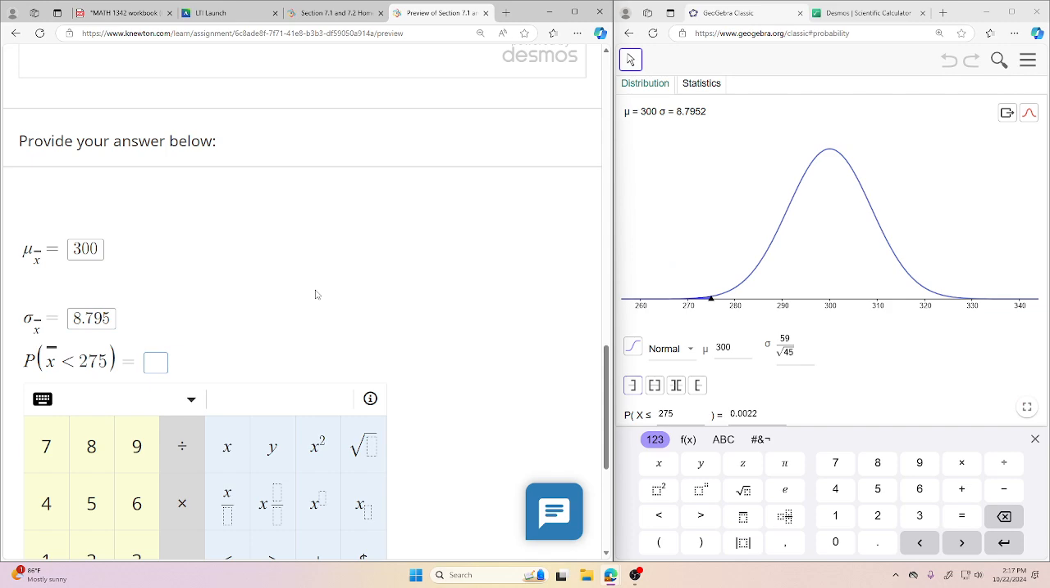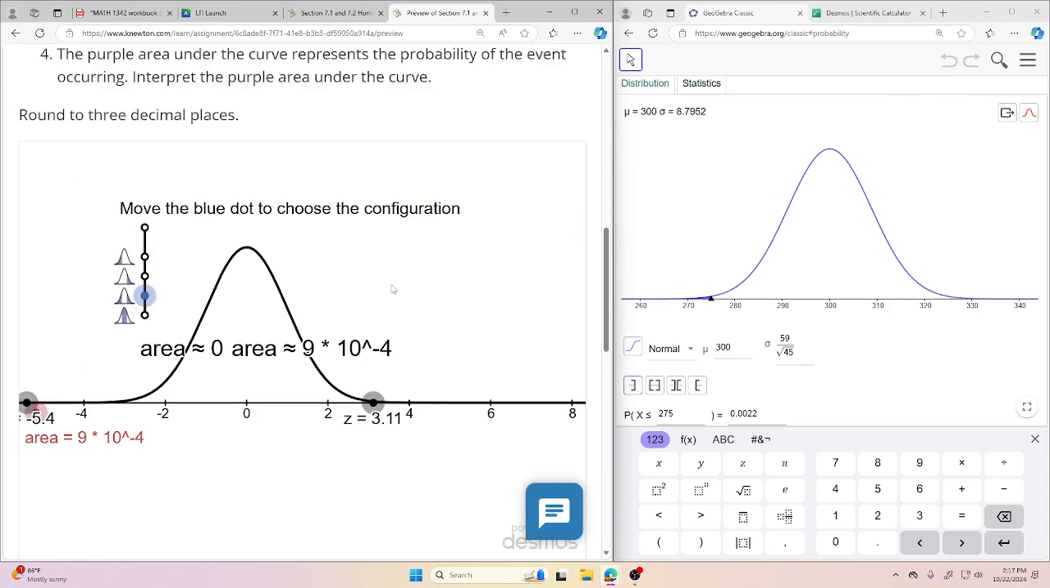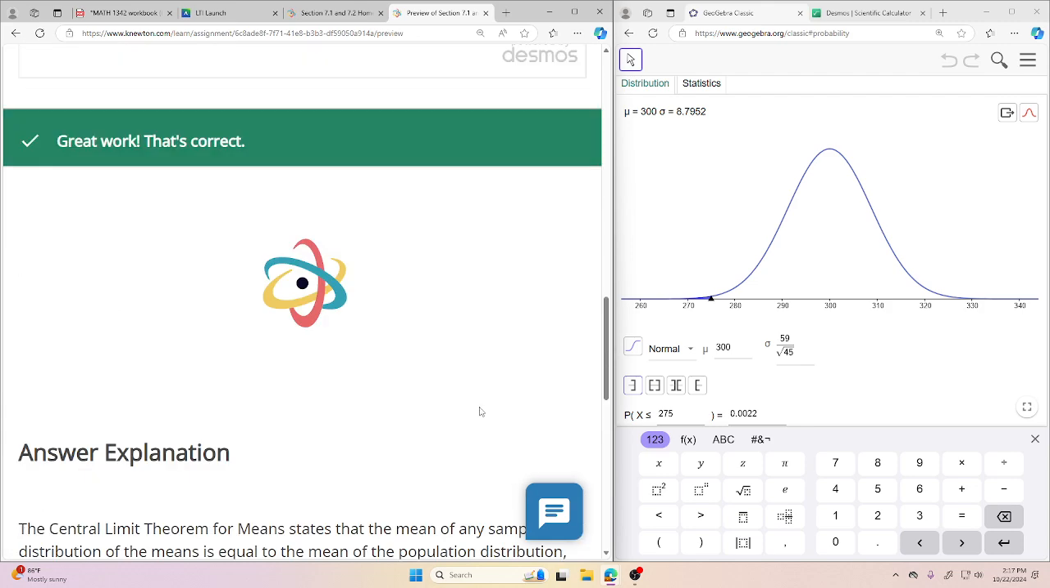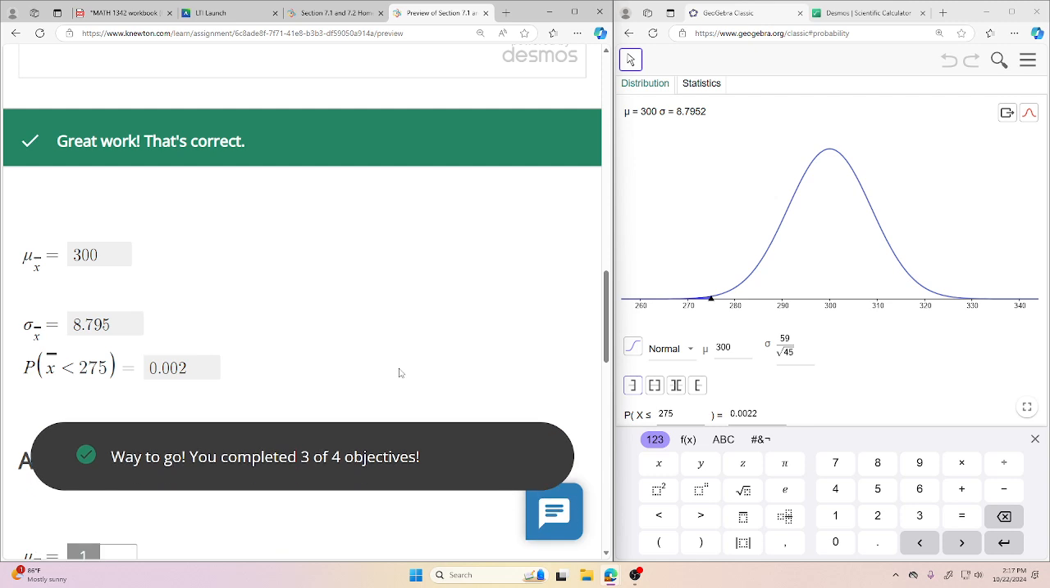And then we got this answer right here. And you can see how tiny it is. You can confirm that with the graph there. 3 decimals. Submit. There we go. I'm not cheating this time.